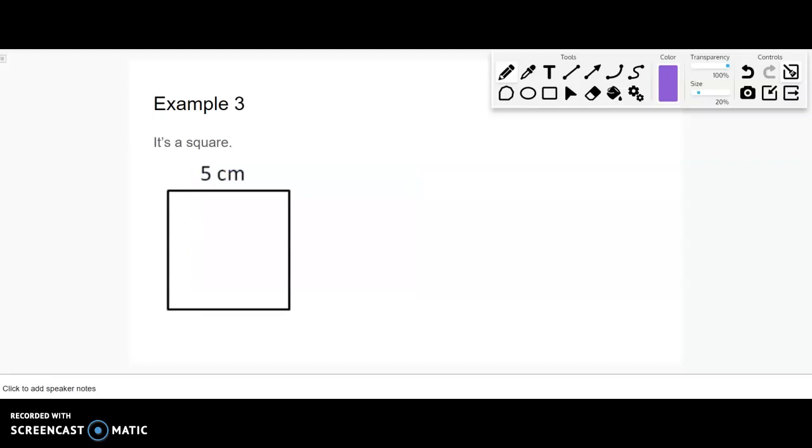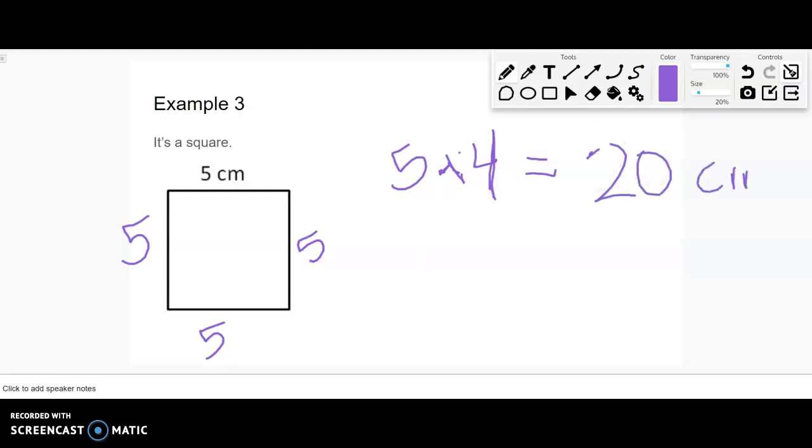And then this last one again is a square, so I know all the sides are the same length. So I have 5, 5, 5, and 5. I can either do 5 plus 5 plus 5 plus 5. I could do 5 times 4, okay, because it's a square. I can do it times 4 because there's 4 equal sides. Either way, I will get 20 centimeters as my perimeter for this example.